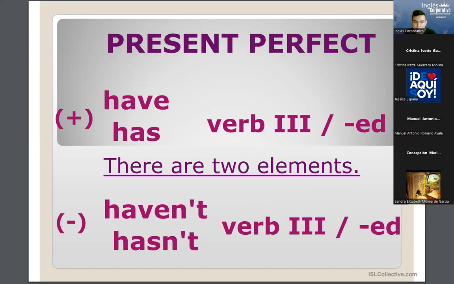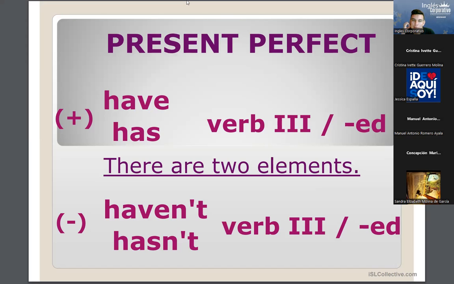The present perfect is composed by the following form. You have to use either have or has plus the past participle of the verb. Some verbs, you have to add -ed. And some other verbs change completely. For example, go, went, gone. See, saw, seen. Play, played. Eat, ate, eaten. Etc. Okay?